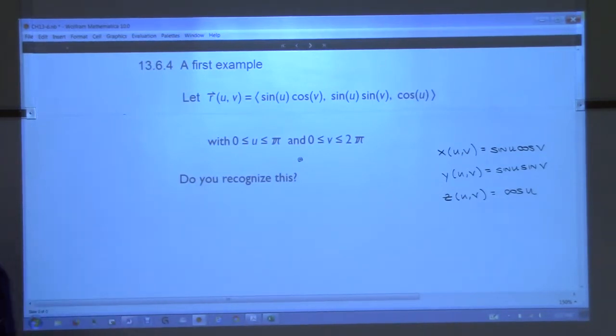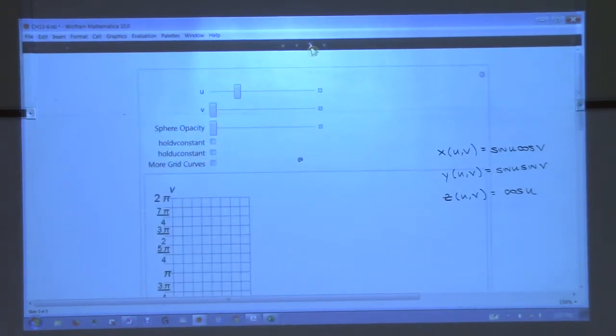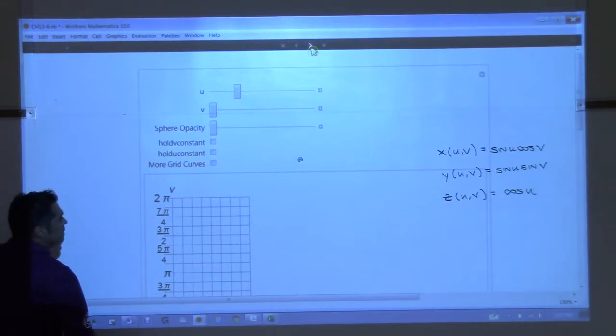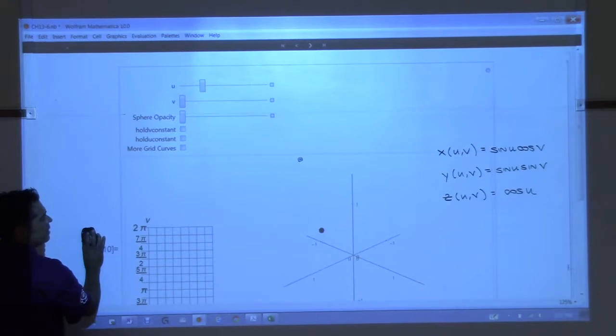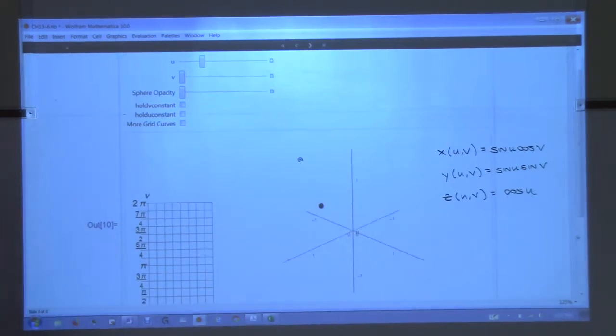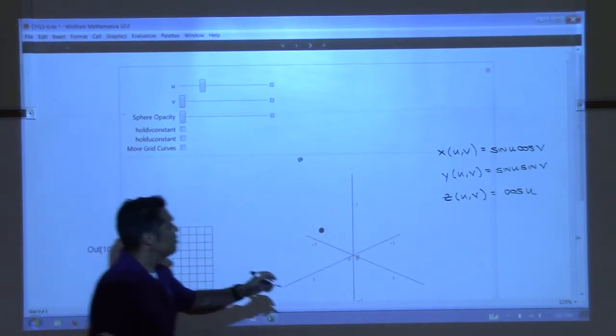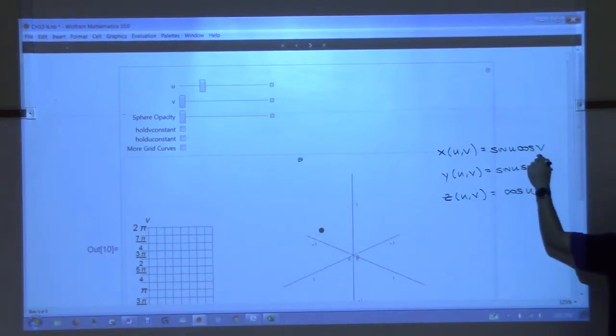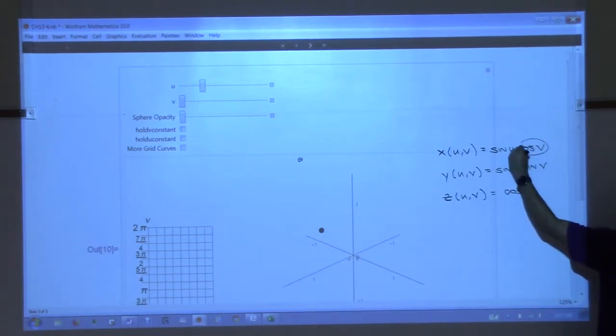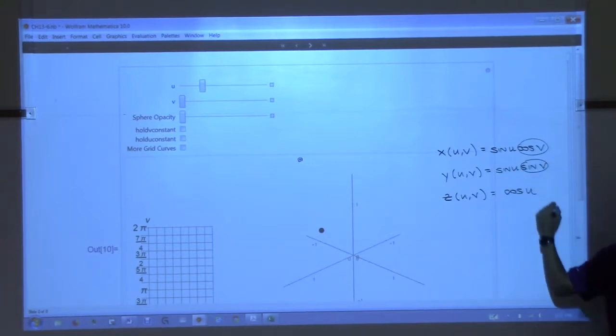Well, let's see if it does. So here's my geometric illustration of what's going on here. I'm going to have to make this a little smaller so it'll fit. Okay, so the first thing I'm going to do is start to draw some grid curves. So I'm going to hold one of the variables constant. In this case, let's hold v constant, and let u change. So imagine v was constant. So if v is constant, this right here is a constant. This right here is a constant, right?